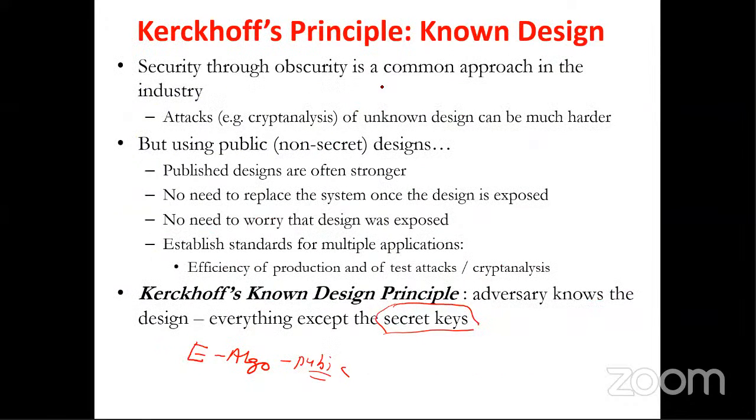Before Kirchhoff's principle, generally before the 1950s or so, people kept the design of the algorithm secret also. By keeping this secret, they thought they were providing two layers of security. First, what algorithm is used and how it works is secret, and then the key is also secret. But the problem is that if there are some vulnerabilities or weaknesses in the algorithm, you will not be able to know. And once the algorithm is leaked, you will be in trouble.